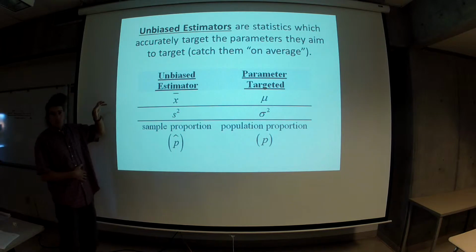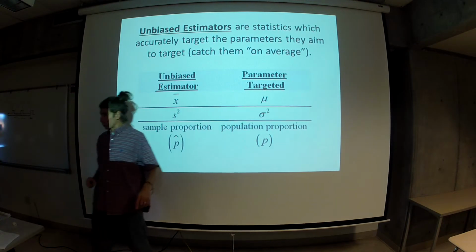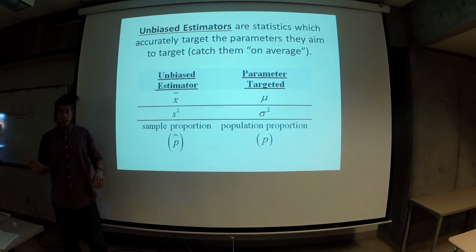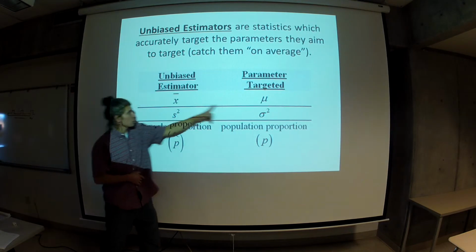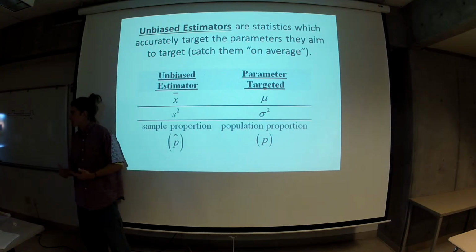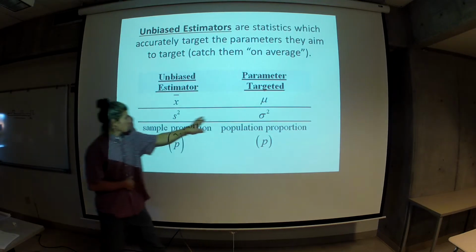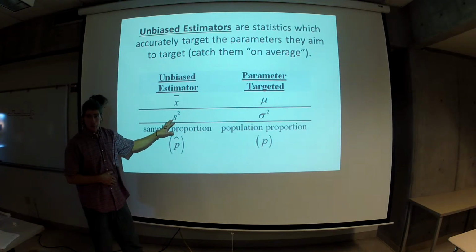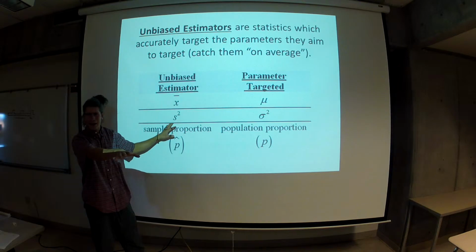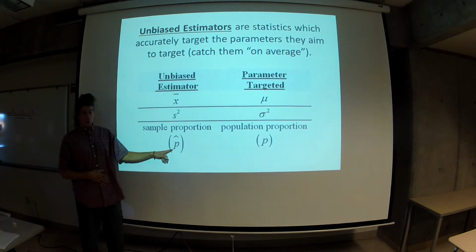There are only 3 parameters that behave in the way Will described. Only 3. Mu, which is targeted by X bar, our sample average. That's why we spend so much time in 243 building the sample average, the central limit theorem. Sigma squared, which is targeted by S squared. We didn't spend almost any time at all with that guy back in 243. And the population proportion, which we call little p, we're going to spend a lot of time with him today.